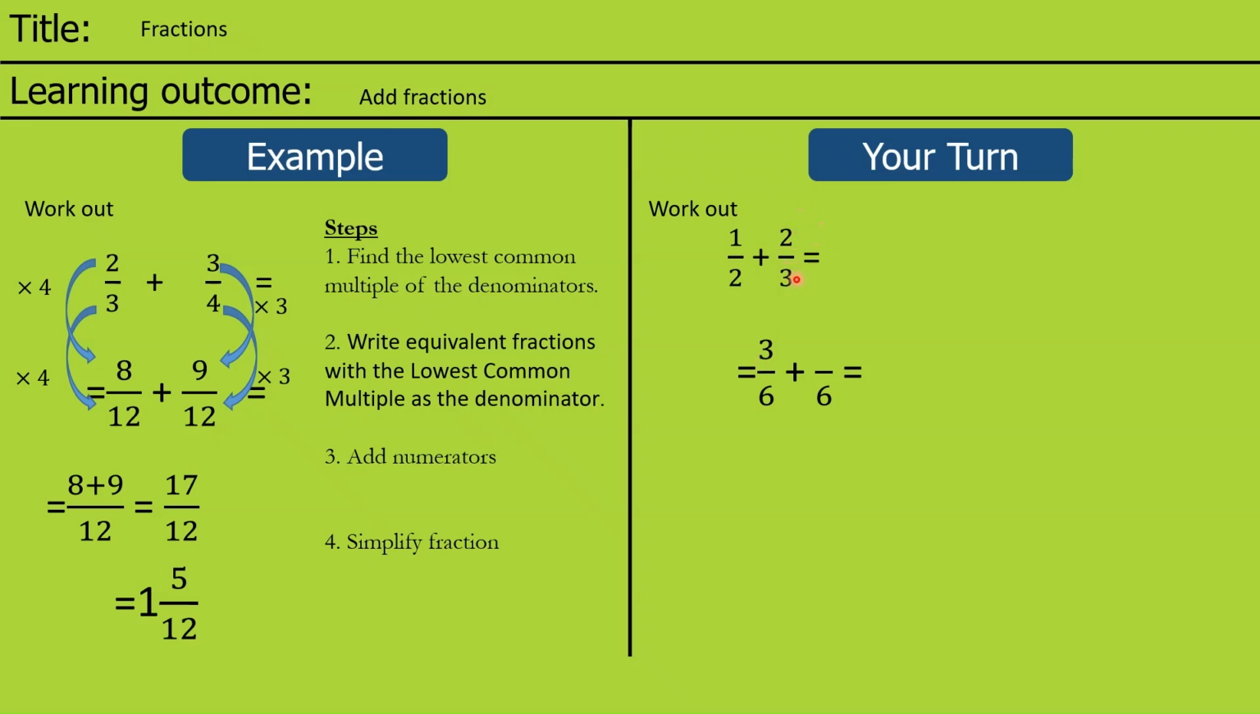And then what can I multiply by 3 to get 6? That is 2. 2 multiplied by 3 is 6. And remember to multiply your numerator by 2 as well. 2 multiplied by 2 is 4. Therefore, by adding the numerators, we have 7 sixths. Therefore, as a mixed number, 6 goes into 7 one time, and there's a remainder of 1 sixth.